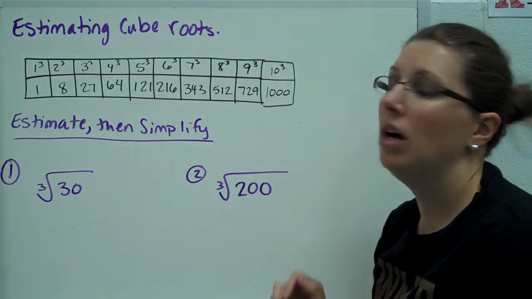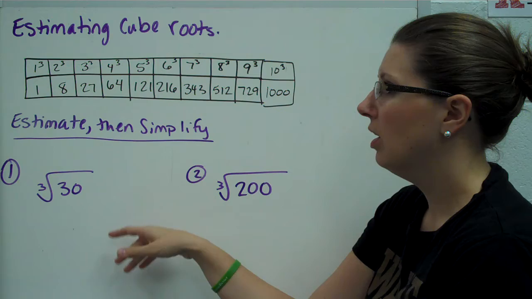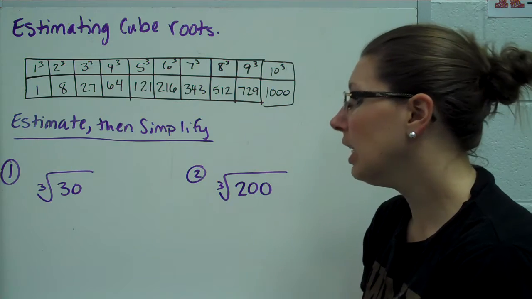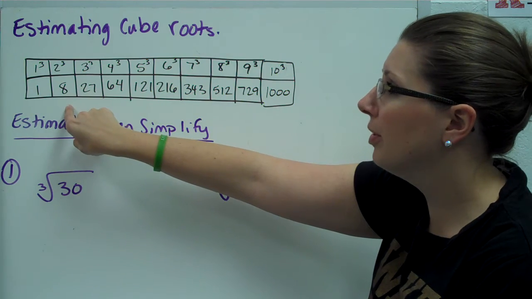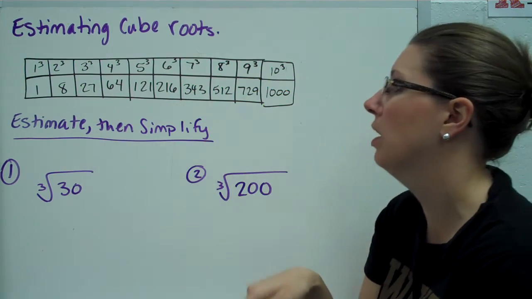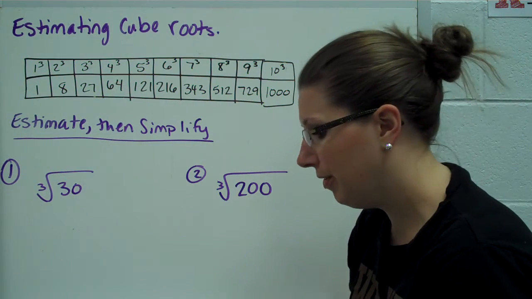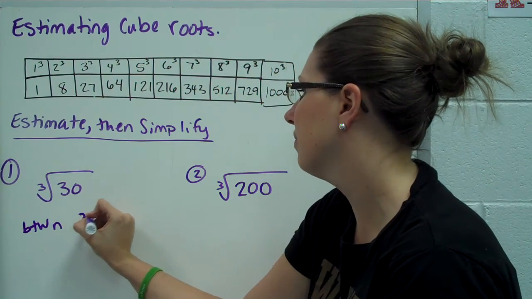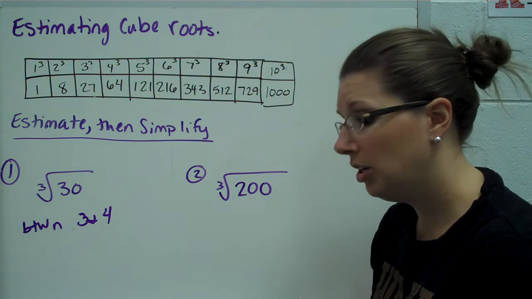Let's try a couple more for cube roots. Again, we're going to make a table of cubes and cube roots to help us figure out where these answers are going to fall between. So we're going to take the cube root of 30, and the cube root of 8 is 2, the cube root of 27 is 3, the cube root of 64 is 4. So 30 would fall between 27 and 64. So my cube root of 30 is going to be between 3 and 4.